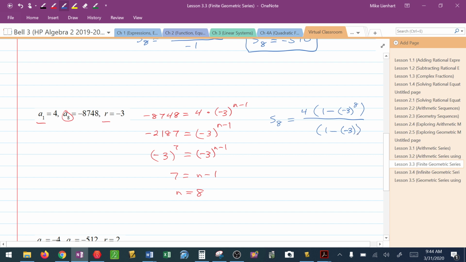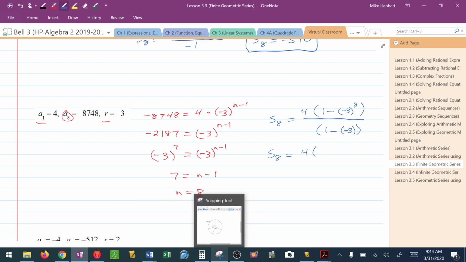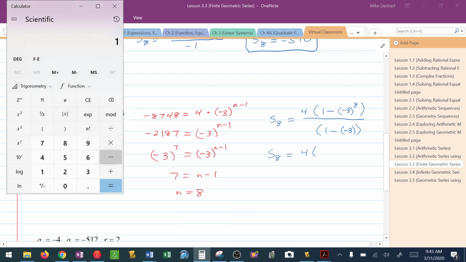All right? So I'm going to clean this up. S of 8 is equal to 4 times, let's see. Be careful here. That doesn't say 1 plus 3 to the 8th. It's saying 1 minus, and then we have to take 3, make it negative, raise it to the 8th. And that gives me negative 6560.